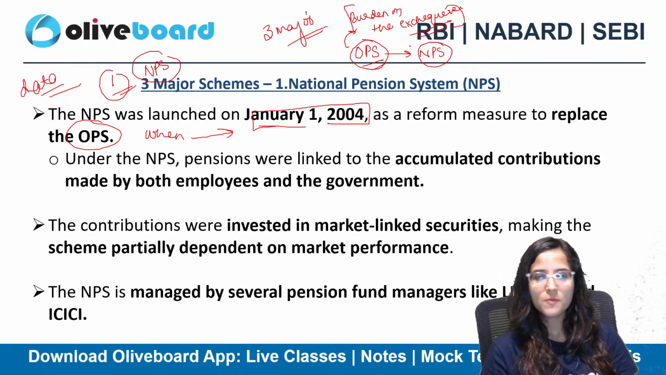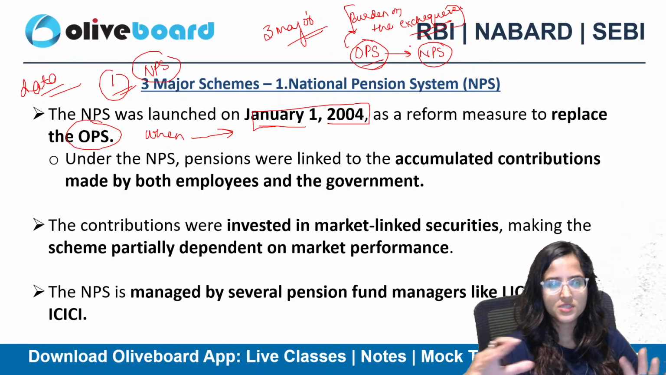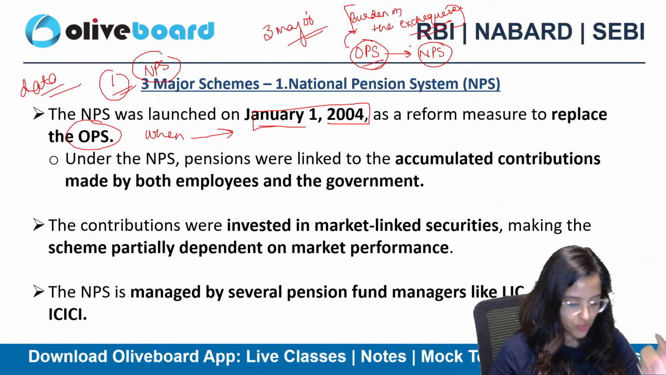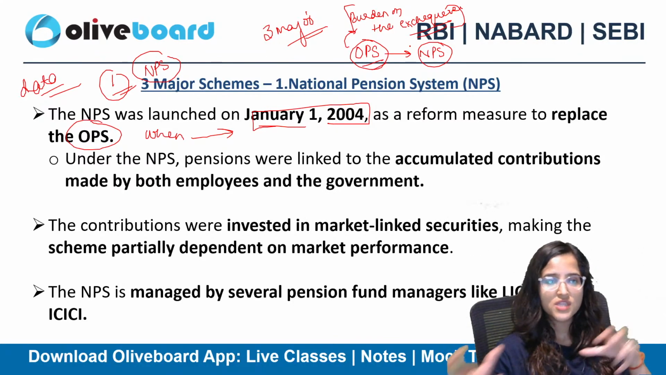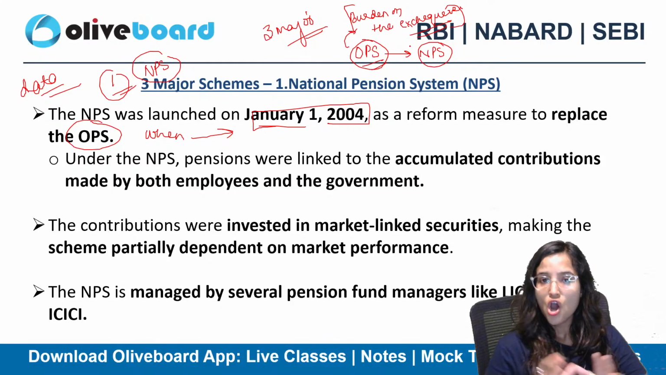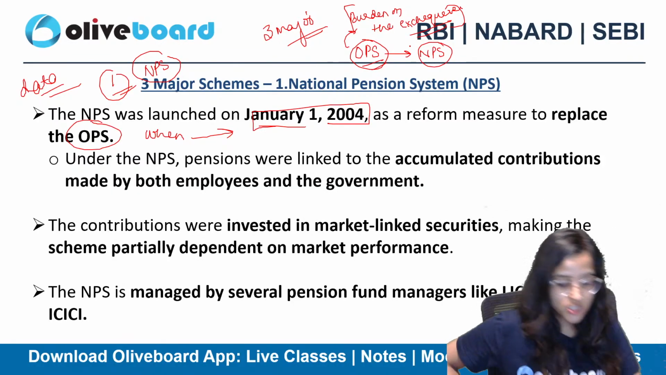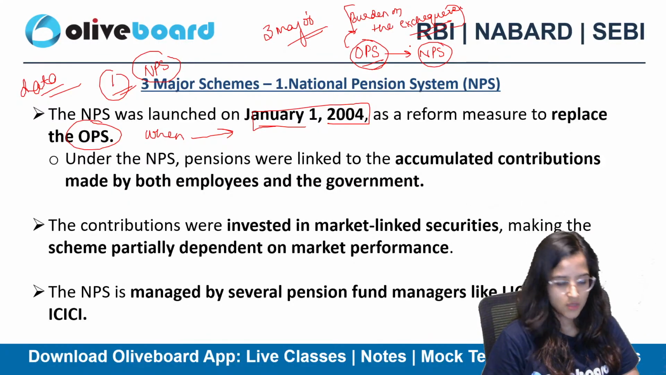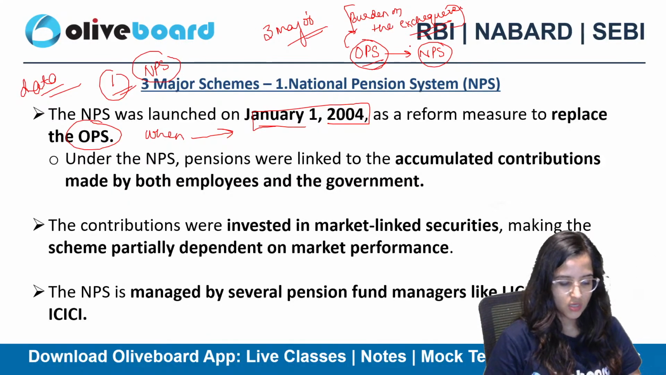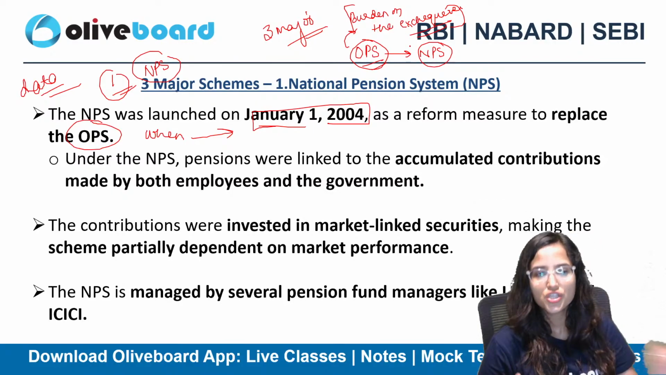Now, from now on, it will be divided, plus it will be linked to the market. We are going to discuss this in detail. What I wanted to tell you right now is the major reason why we switched towards NPS: there was a lot of burden on the exchequer, a lot of burden on the government, because the entire responsibility for providing the pension was on the government. But later we talked about a contributory scheme, and that is why we keep on making certain changes.